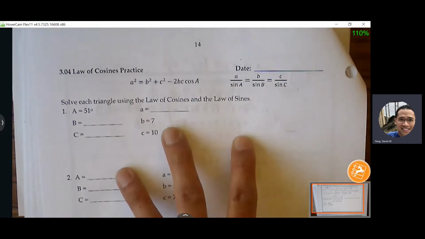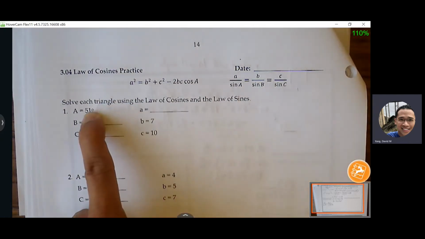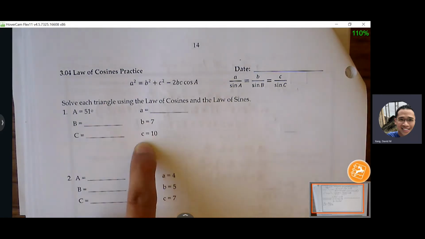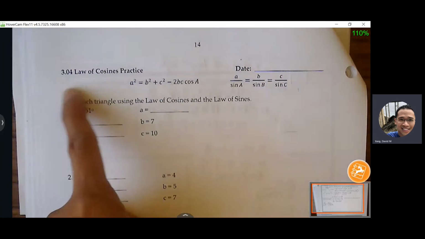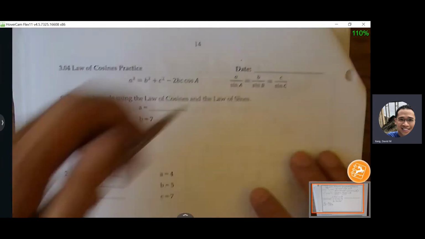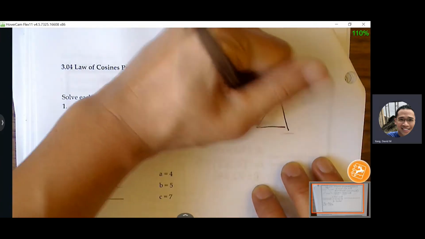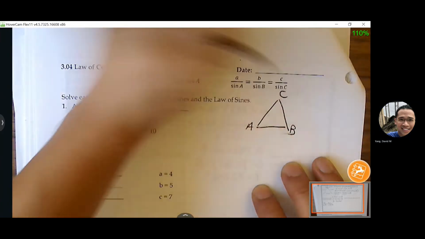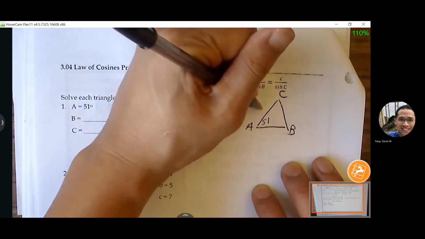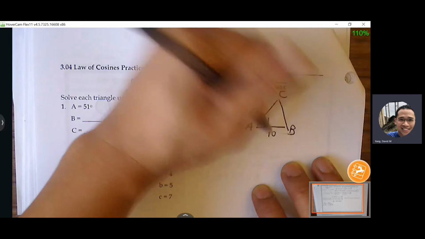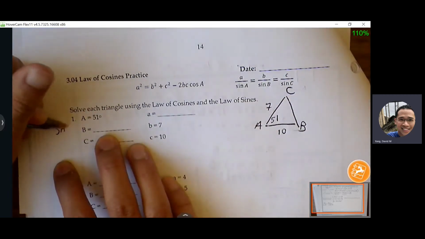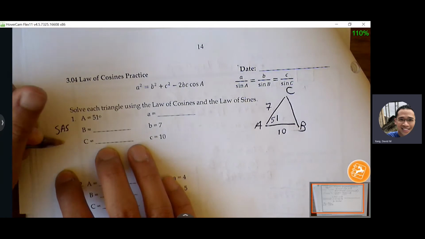Okay, so page 14. Draw your triangle. We all may have a different orientation with our triangle, but we should be able to convince ourselves that this is going to be what type of triangle? Side, angle, side. Yep, this is a side, angle, side here. Choose law of cosines first.